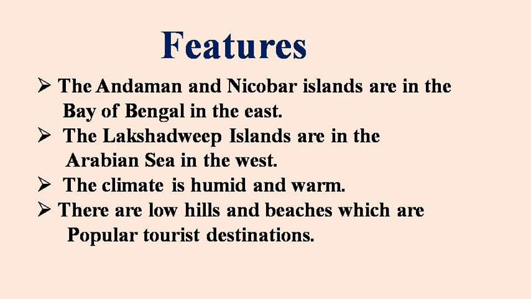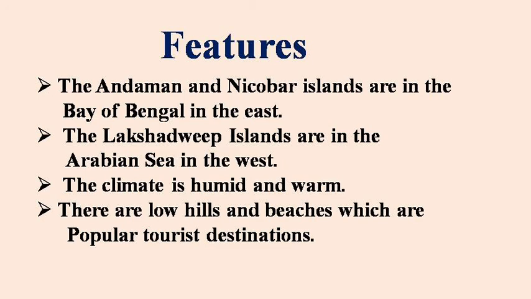Now, let us study the features of the islands. The Andaman and Nicobar Islands are in the Bay of Bengal in the east. As you have seen on the map, the Andaman and Nicobar Islands are in the Bay of Bengal in the east. The Lakshadweep Islands are in the Arabian Sea in the west. The climate in this island region is very humid and warm. There are low hills and beaches, which are popular tourist destinations.